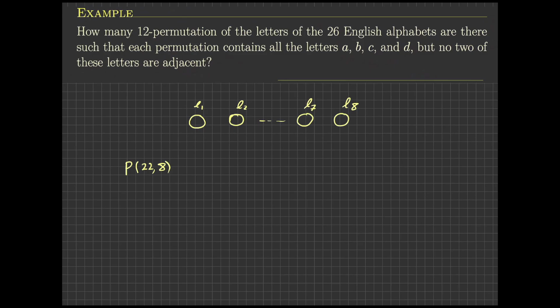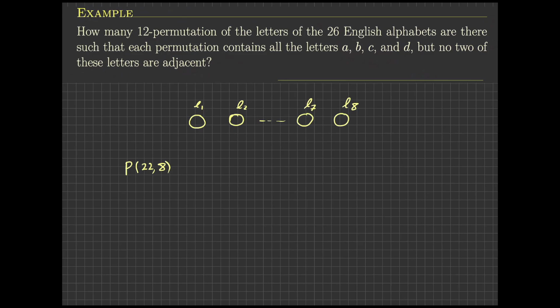Either I have 22 objects and 8 locations, or I have 8 letters and 22 locations. But in any case, you do not write one of them as 22 and 8 and the other one as 8 and 22. You always write it as P of 22 and 8. Yes, but you can interpret the same number in two different ways.